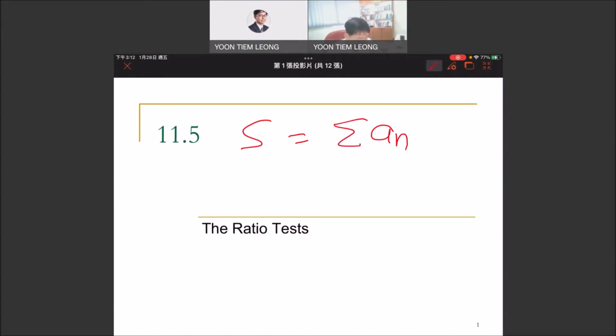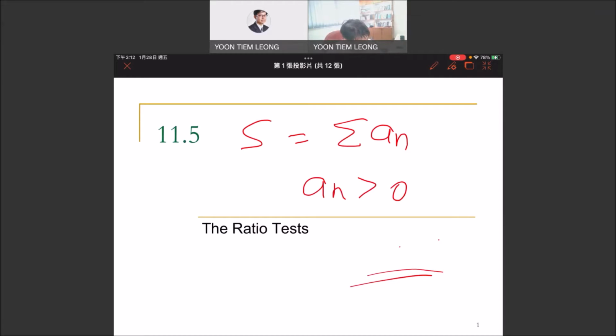The ratio test is only applied for a series where all the terms are positive. So you can't apply the ratio test to a series where the terms are not positive.